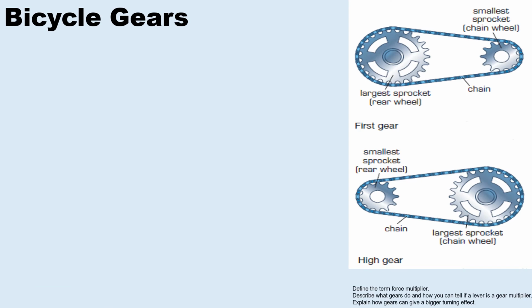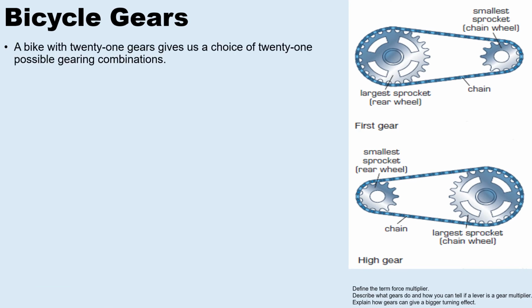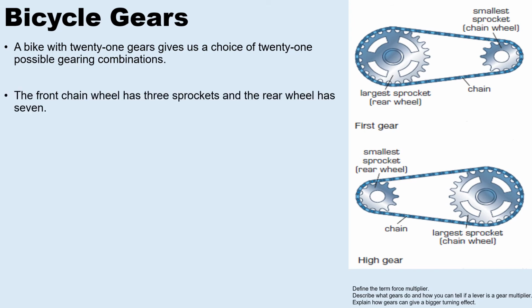For bicycle gears, so we talked about this just a minute ago, but a bike with 21 gears gives us a choice of 21 different gearing combinations. The front chain wheel has 3 sprockets. Your sprockets are here, so those are basically the branches that come off the middle of the gear wheel. And the rear wheel has 7 sprockets, so these things here, little bits that come out.